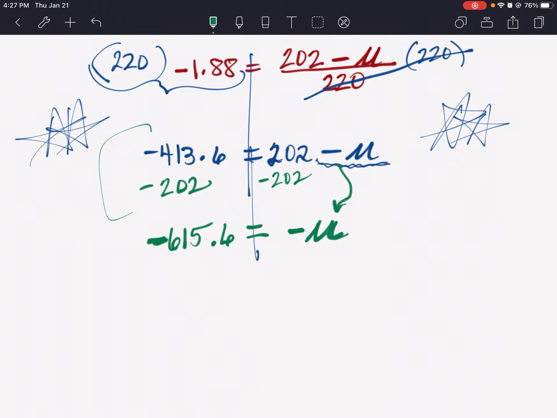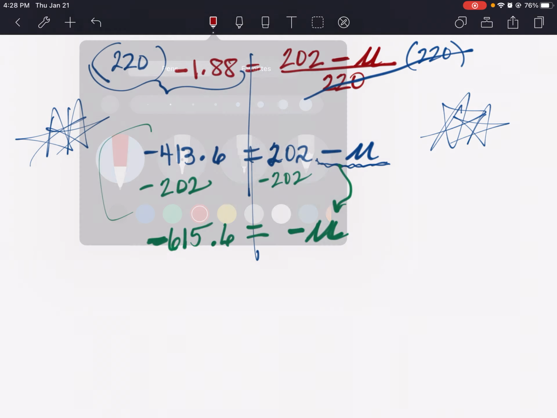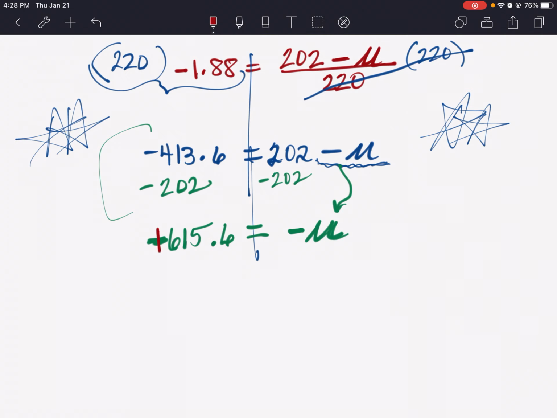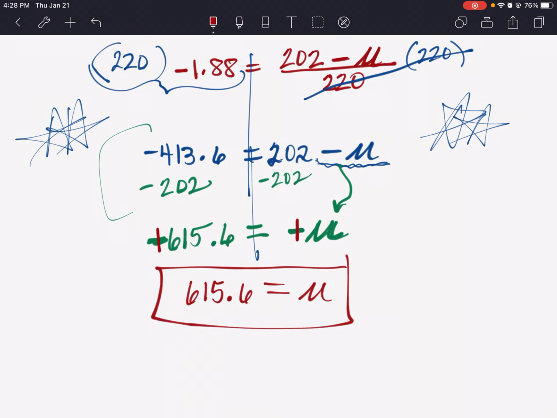Okay, now I need to multiply through by a negative 1, so I change both signs to the positive, and there I have it. 615.6 equals the mean, and there's your final answer. Okay, that's it. That's the end. That's all that you have to know how to do. So here we've brought back your math so that you can learn how to do your algebra.